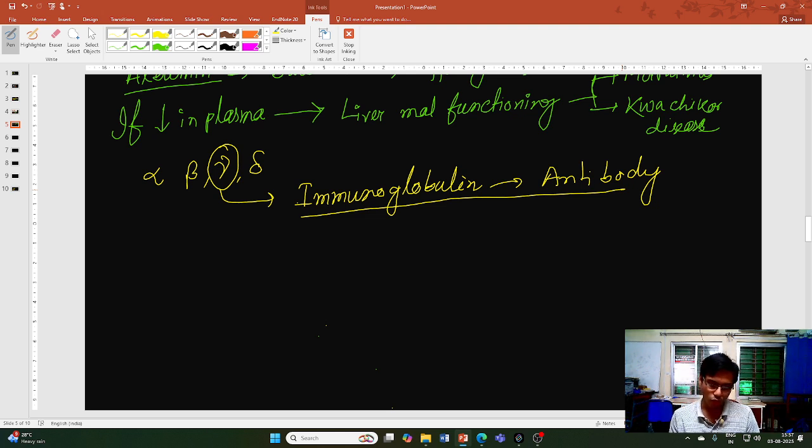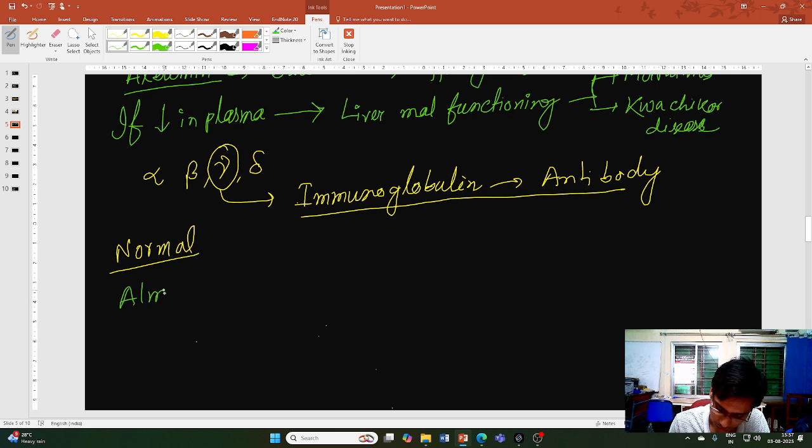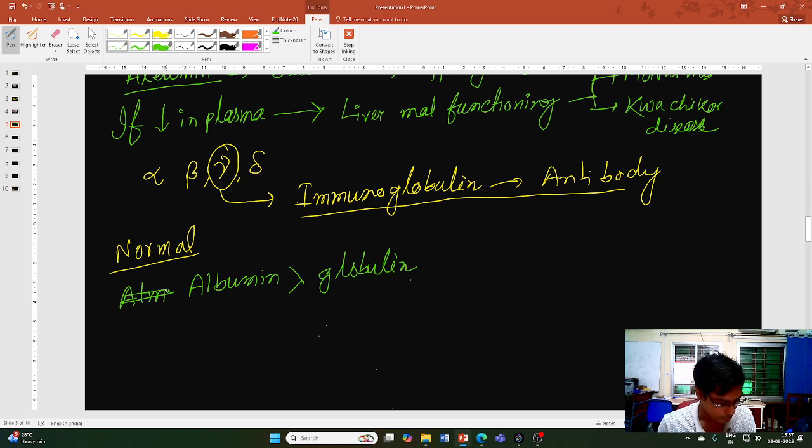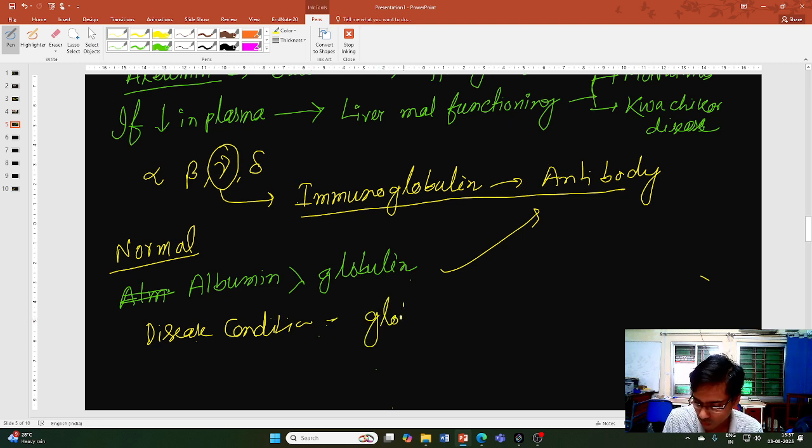In normal condition, the amount of albumin is more than globulin. The two proteins we have just studied: albumin's amount is much higher than globulin. We'll go through the complete details later. Now, during infection what happens? Because this is the antibody section, it will increase the antibody in disease. In disease condition the globulin will be more than the albumin, and at that time the albumin gets low.